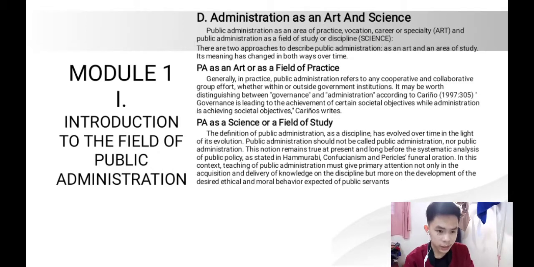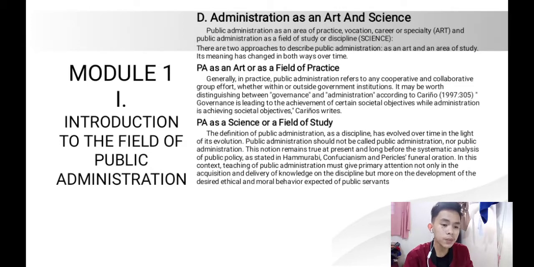Public administration as an art or as a field of practice: generally, in practice, public administration refers to any cooperative and collaborative group effort, whether within or outside government institutions. It may be worth distinguishing between governance and administration, according to Carneo, 1997. Governance is leading to the achievement of certain societal objectives, while administration is achieving societal objectives.